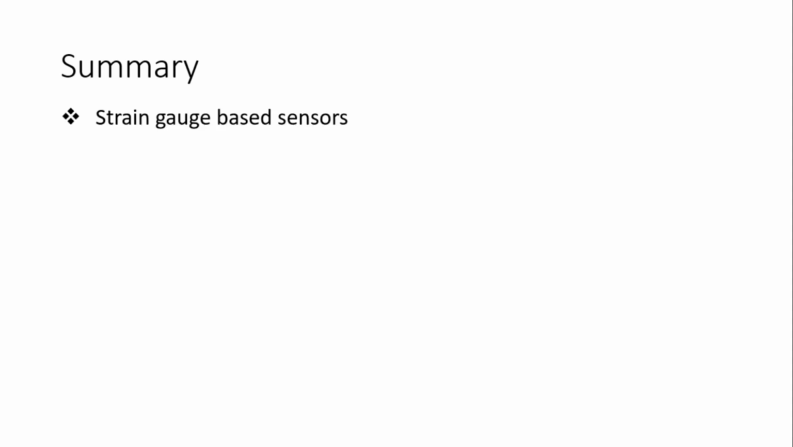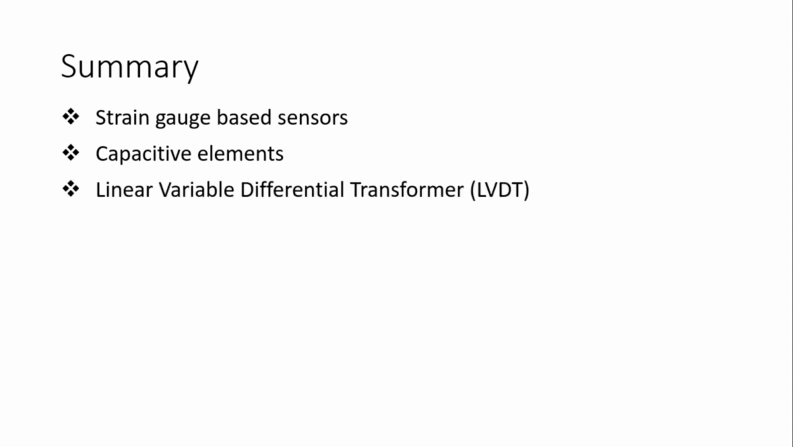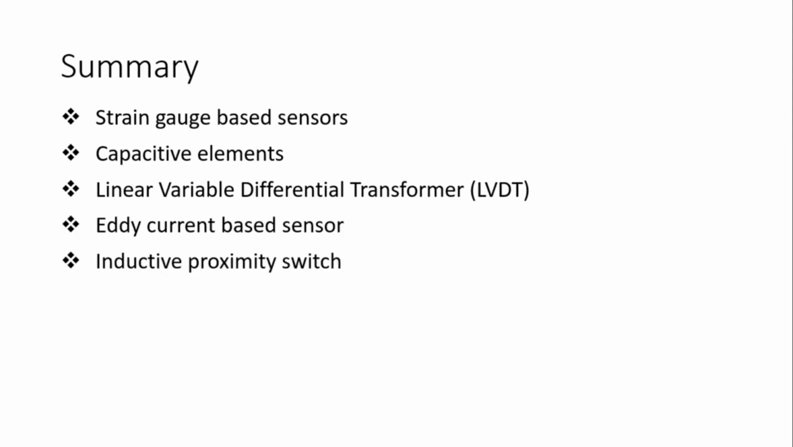In this lecture, we have seen the construction details of the strain gauge based sensor, principle of operation, and the applications of these sensors. Then we have seen the capacitive element sensors, LVDTs, that is linear variable differential transformer, a very useful sensor in the automation industry, eddy current based sensor, and inductive proximity switch.